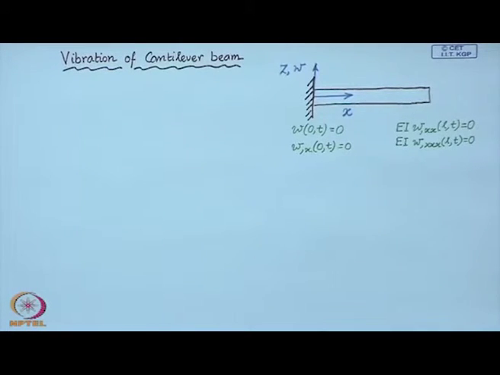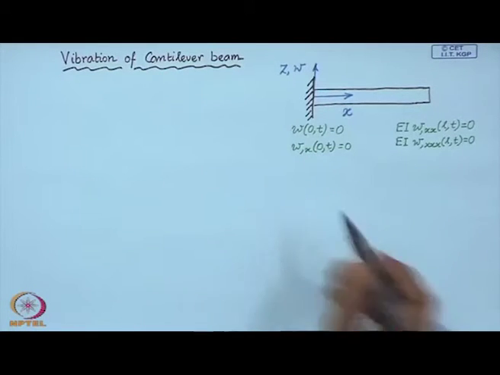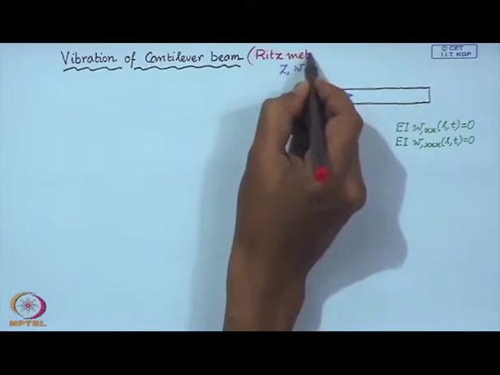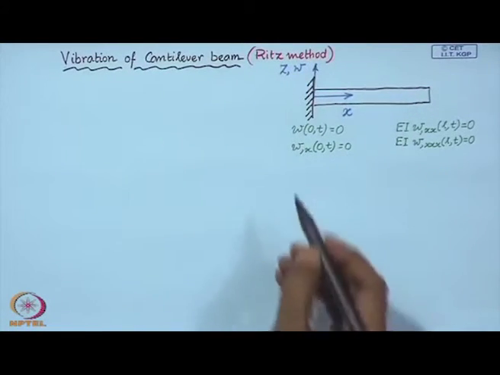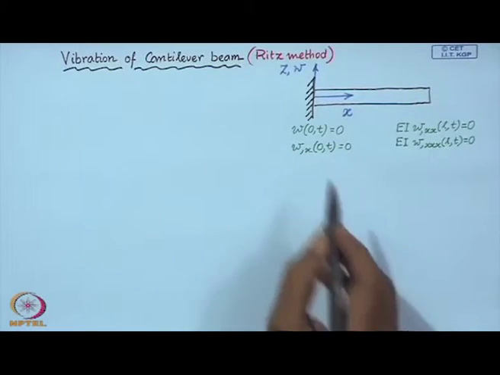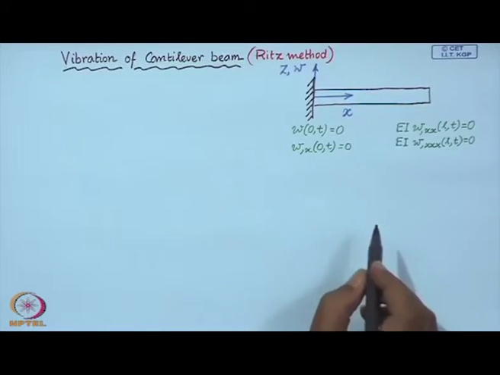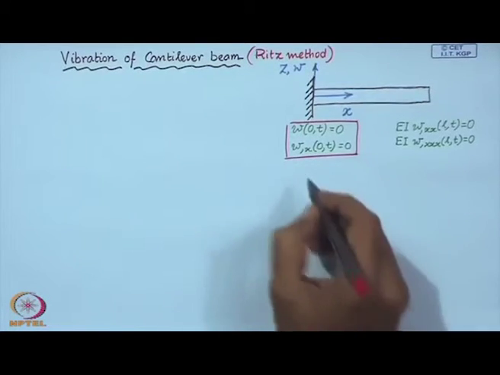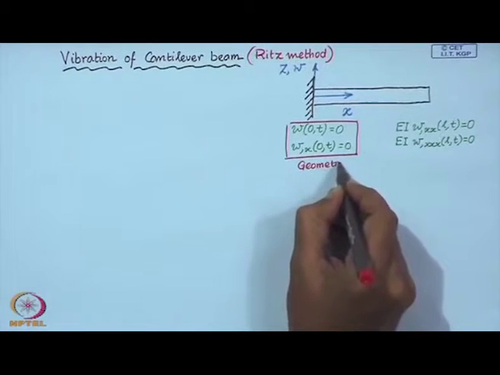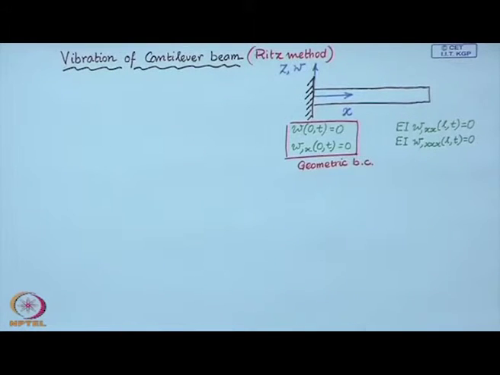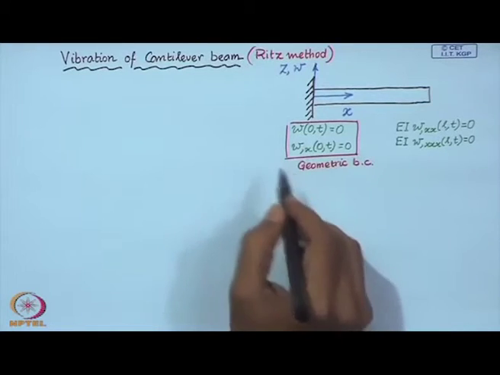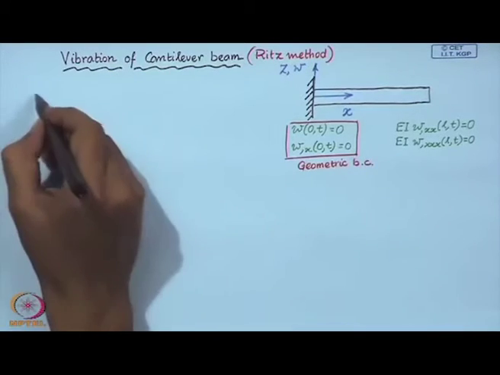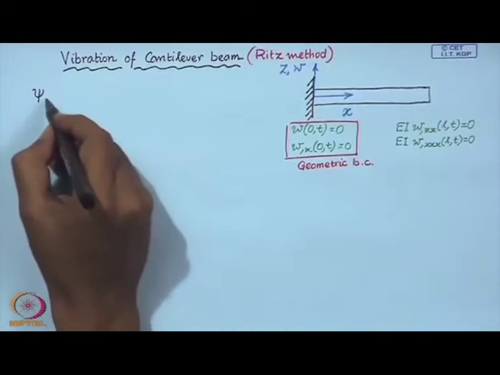Now, since we are applying the Ritz method, we must use admissible functions which must satisfy the geometric boundary conditions. These are the geometric boundary conditions. So, whatever admissible functions we choose, they must satisfy these conditions. So, let us consider admissible functions.